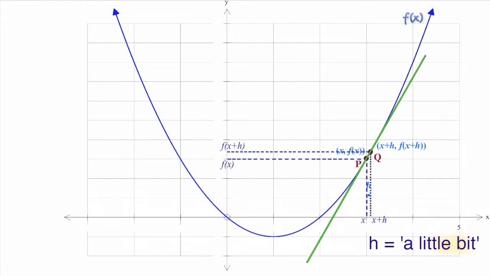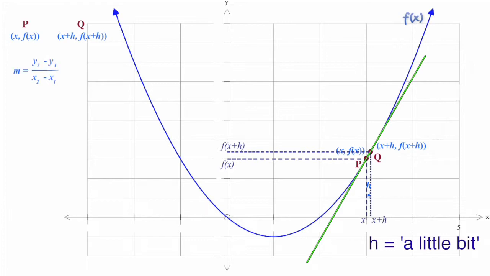Now, if you have a look up the top left-hand corner of the screen, I'm going to introduce you to the formula that we use when differentiating using first principles. So let's take the point P, with the x-coordinate of x and the y-coordinate of f of x, and the point Q, with the x-coordinate of x plus h, or in other words, x plus a little bit, and the y-coordinate of f of x plus h.